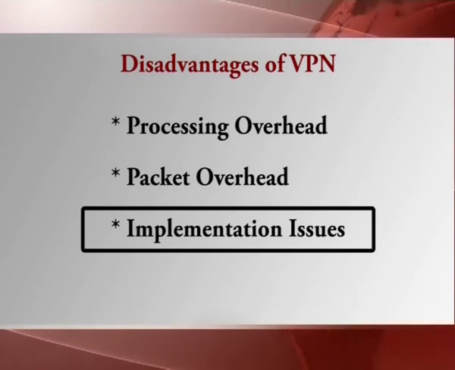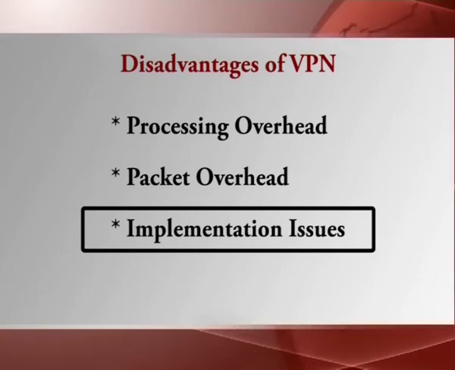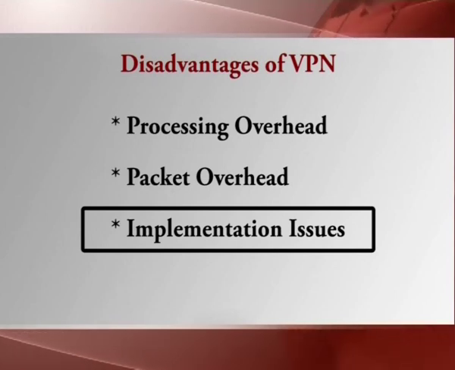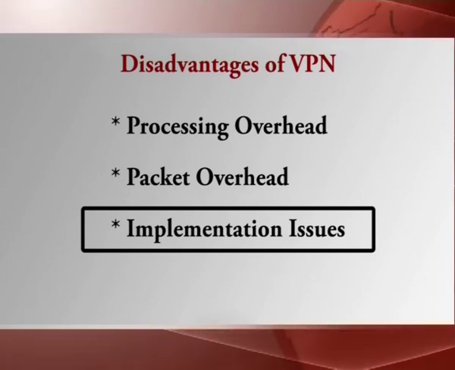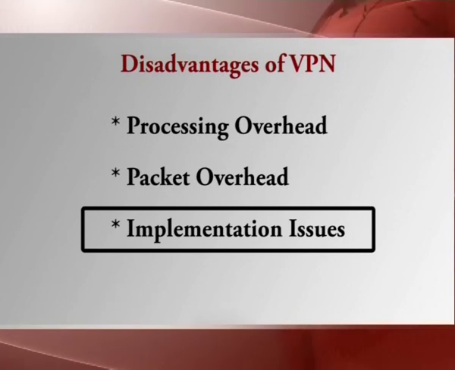Implementation is a concern when making a VPN part of your existing network infrastructure. Some of these implementation issues include incompatibility with network address translation, that is NAT, VPN pass-through usage, and maximum transmission unit size and design issues.